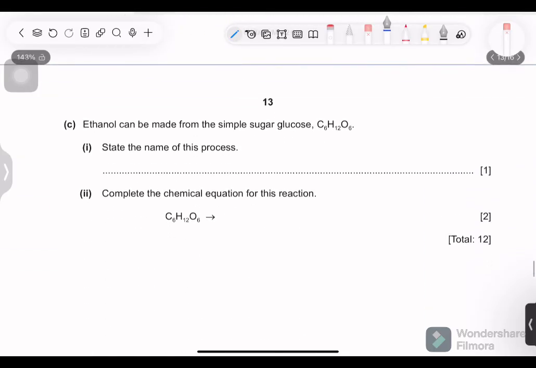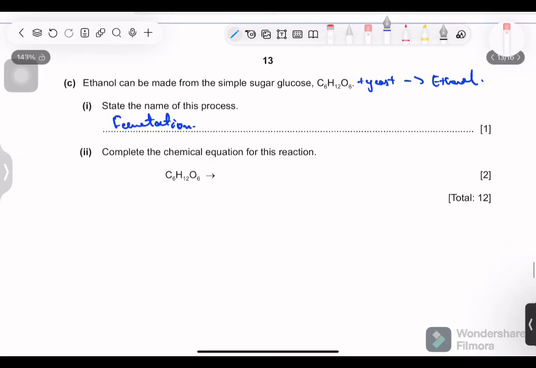Ethanol can be made from the simple sugar glucose. State the name of the process. Now this is fermentation, because yeast reacts on this to produce ethanol. Complete the chemical equation for this reaction. So glucose forms ethanol, C2H5OH, and carbon dioxide.